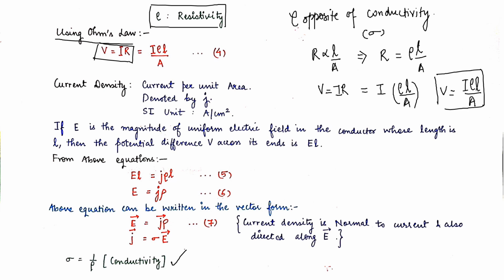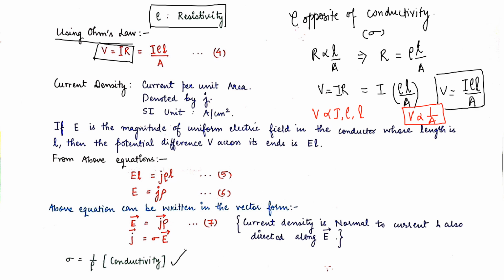This equation first of all tells us about the relation, and then secondly it tells us about V being proportional to the current, resistivity as well as length. If the length of the conductor is increased, the potential will be increased, and similarly voltage is also inversely proportional to the area. Increasing or decreasing the area will oppositely affect the voltage.